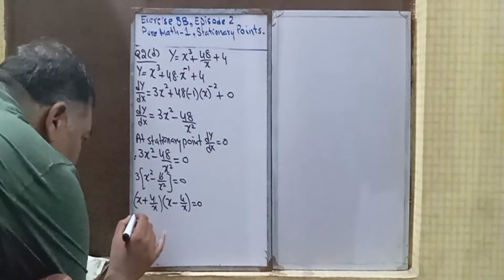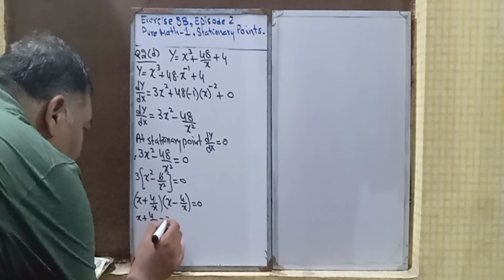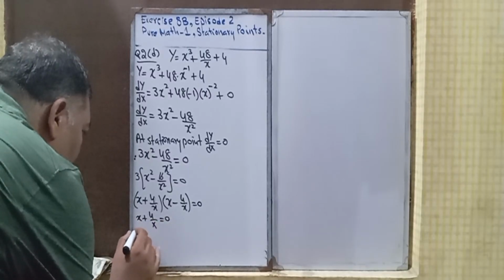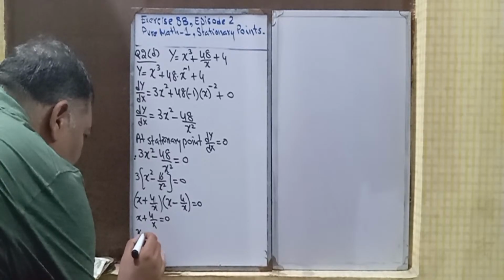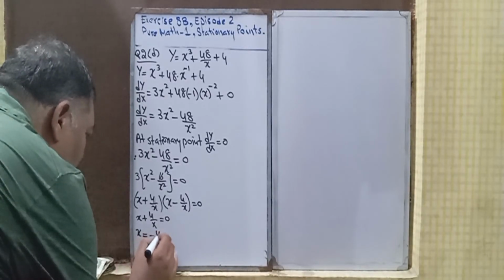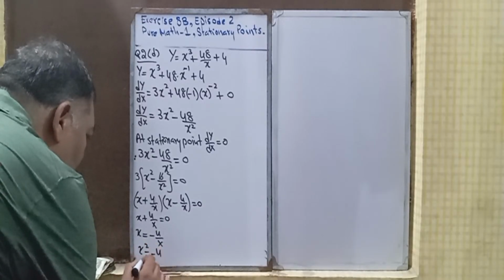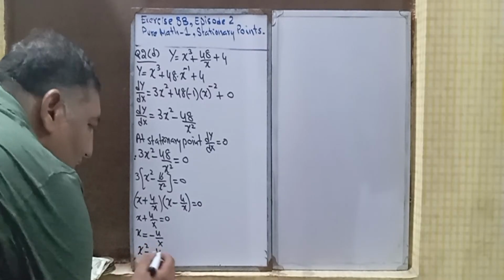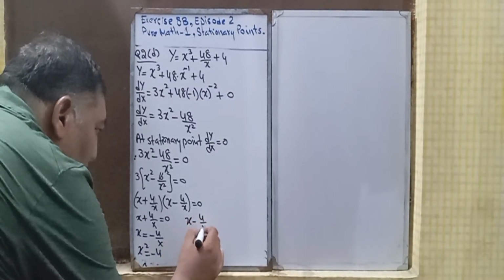So it will be x plus 4 by x equals 0, so x equals minus 4 by x. So x square equals minus 4, which is not possible. The x square cannot be negative. Okay, now I will make the other factor equal to 0.